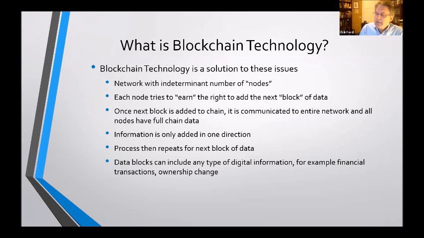Data blocks can include any type of digital information, for example, a list of financial transactions, change of ownership. If you think of home titles, that's a slow-moving block, but you could have a listing of title changes that go through a block, or ownership of various things.